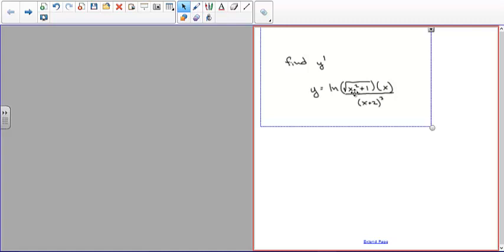Now if you want to go on to the next one, I think it uses logarithmic differentiation. So you'll need to take the logarithm of both sides and then just do what you just did.